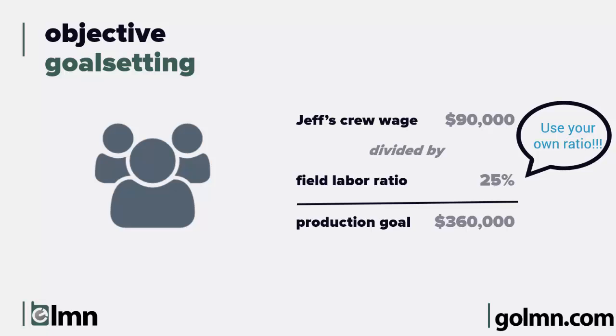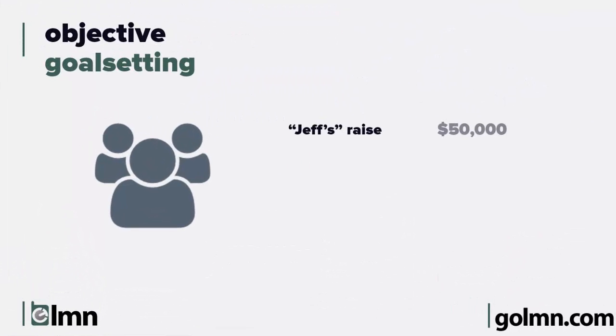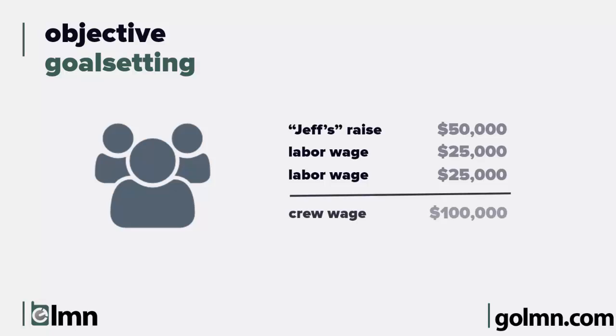Once we know that, we can bring Jeff into a meeting and simply explain this to him. Jeff, here's how much we can afford to spend on labor. Here's your production goal. When Jeff comes in looking for a raise next year to $50,000, it's pretty easy to see whether Jeff's worth it or not. Take Jeff's raise, add labor burden, and the total now bumps that crew wage up to $100,000.